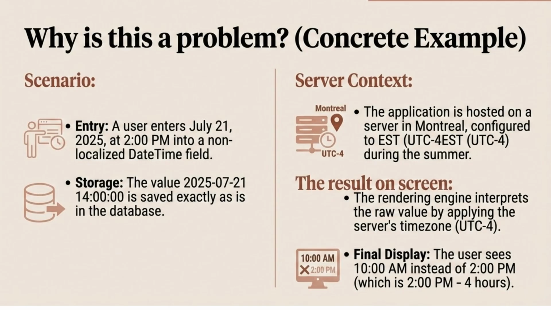However, if our application is running on a server located in Montreal, the system will misinterpret the value during the rendering process. The Java engine will take that 1400 timestamp and, by default, apply a -4-hour offset corresponding to Montreal's time zone during the summer, EDT. As a result, the user viewing the page will see 10 a.m. on their screen, even though 1400 was originally entered. This arbitrary shift, tied to the server's physical location rather than the event or the user's context, is exactly why the standard non-localized mode is so risky for data integrity.